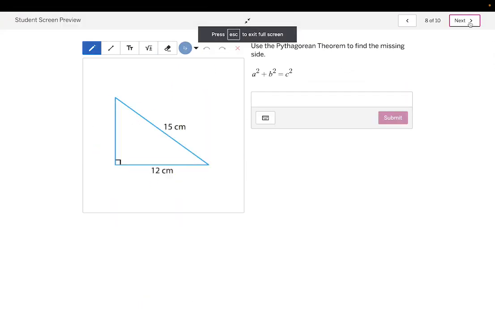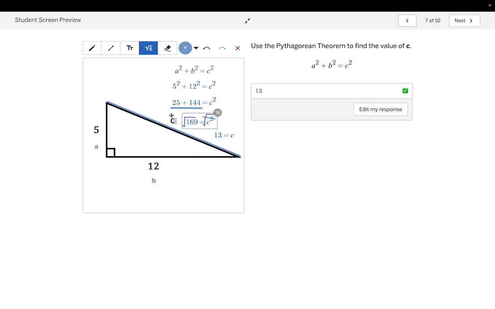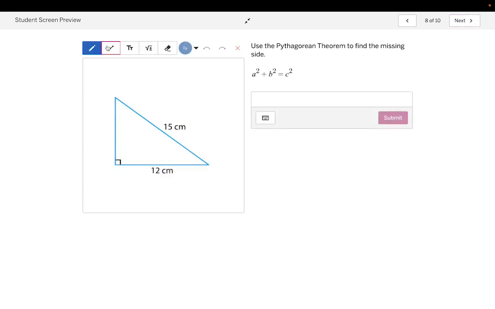All right, so number 8. Same thing: we're finding a missing side using the Pythagorean theorem. I just want to compare 7 to 8 really quick. With 7, we were missing the hypotenuse, c, so c was our unknown variable. On slide 8, we know the hypotenuse. It's 15, because that's the side across from the right angle. So we're going to be solving for a different letter this time, either a or b.